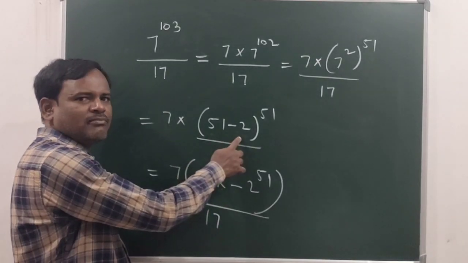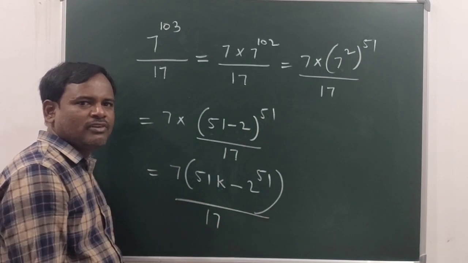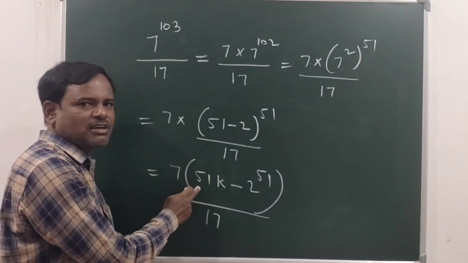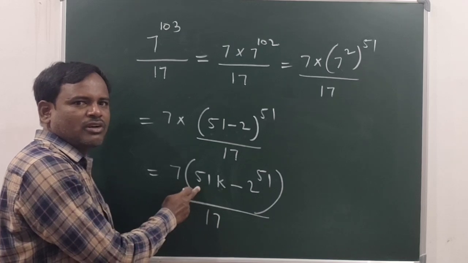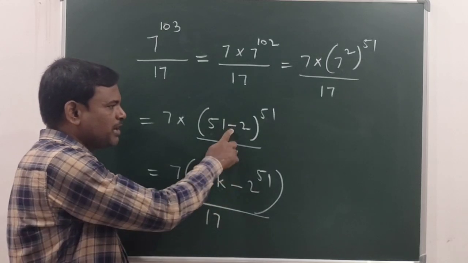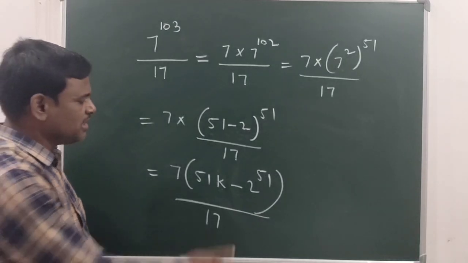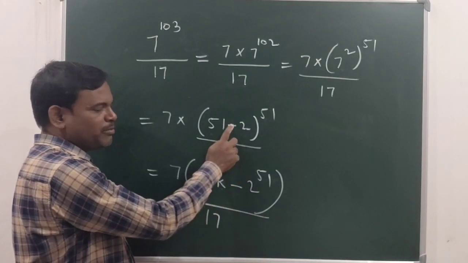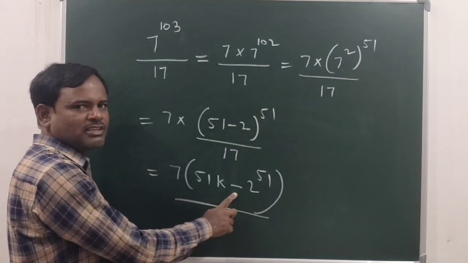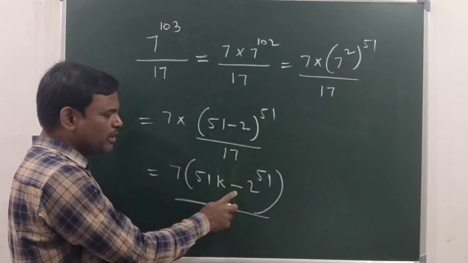Here it is a binomial, so the exponent is 51. In the expansion there would be 52 terms. From the first 51 terms you can take 51 as common. So in the last term, minus 2 power 51 you will get, because here minus is there and the exponent is odd. Whenever minus is there, if the exponent is odd, you will get minus. If the exponent is even, even though it is negative, you get positive.